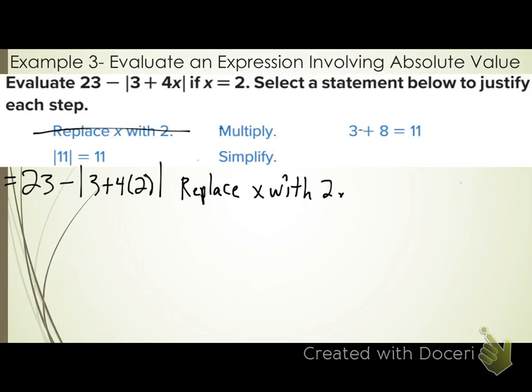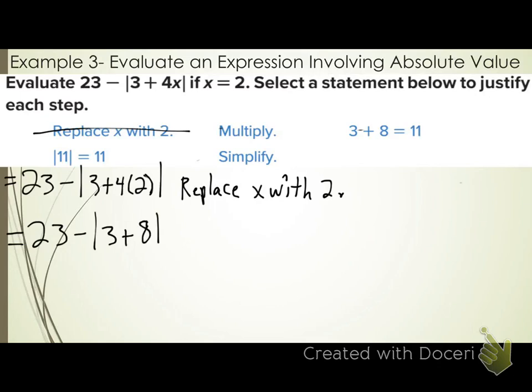Okay, after you plug in 2, what would you guys do next? Multiply. We're doing an order of operations, right? GEMDAS, what does the G stand for? Grouping symbols. Do I have grouping symbols? Yes. Like I said on my previous slide, absolute value bars are grouping symbols. So I've got to do everything inside those bars first before I can move outside the bars. I've got addition and multiplication in there. What would come first? Multiplication. What is 4 times 2? 8.